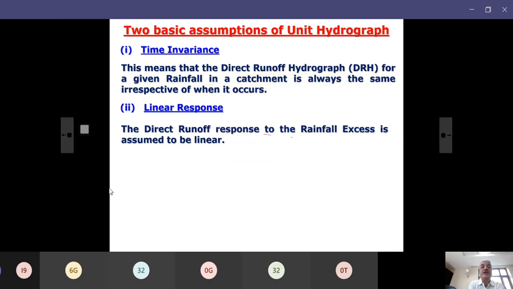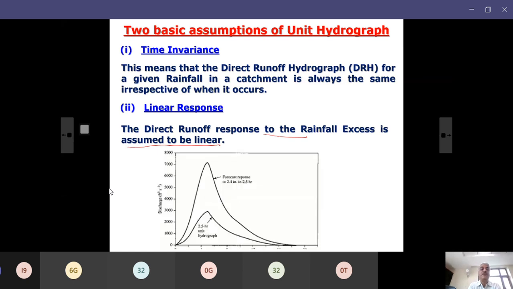Direct rainfall response to the rainfall excess is assumed to be linear, like this. This was unit hydrograph for 1 inch, then for 2.5 inch you multiply by 2.5. This will become my hydrograph. Clear? I hope up to here, everything is understood?